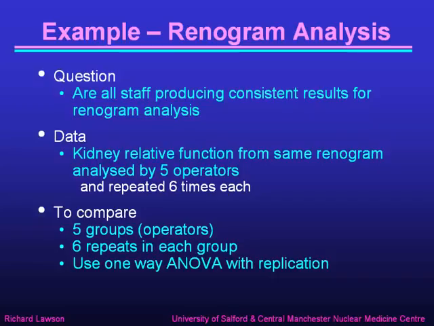And the data we have are kidney relative function from the same renogram analysed by 5 different operators, and each operator repeated the analysis 6 times. So we want to compare 5 groups, those are our 5 operators, with 6 repeats in each group. So we're going to use a one-way analysis of variance because we've just got one set of groups, with replication because we've got repeats in each group.